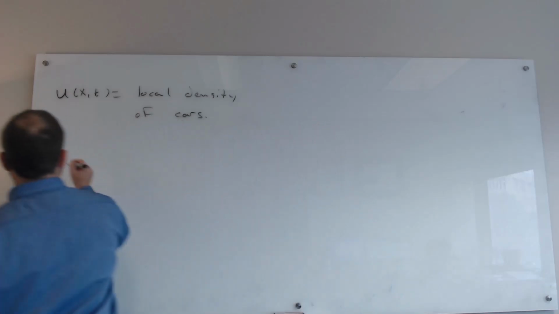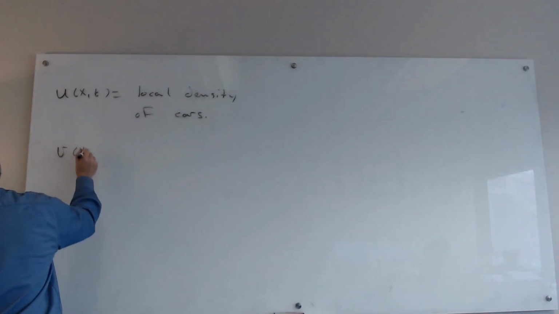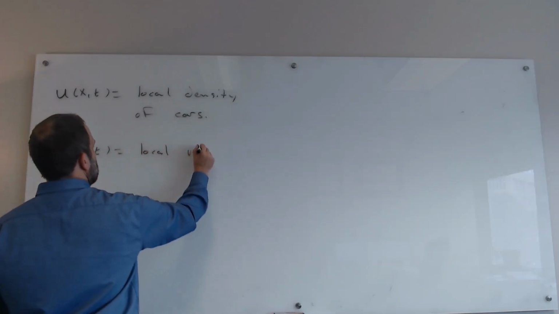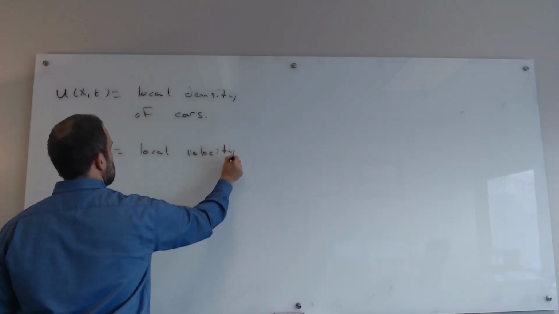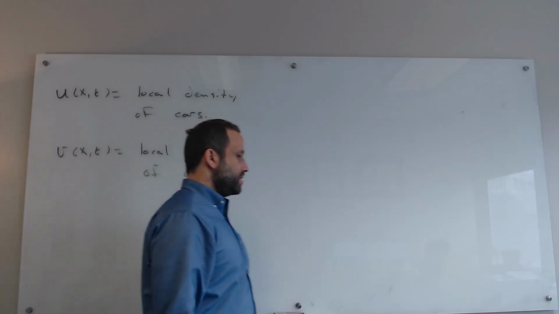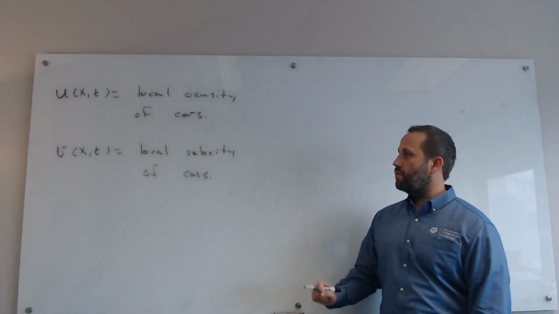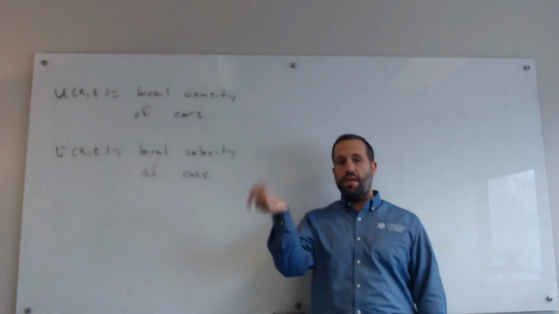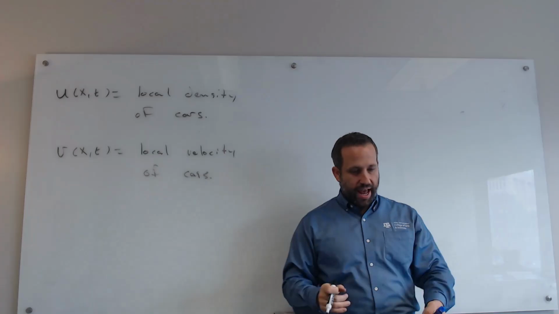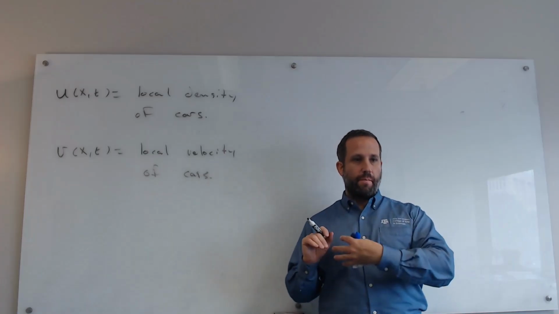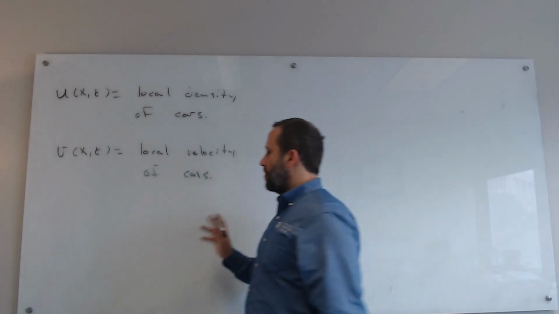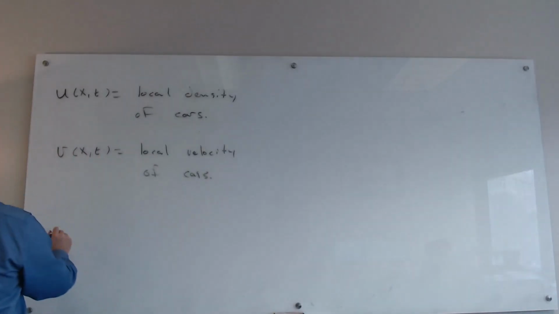And then v(x,t) is equal to the local velocity of the cars. Okay, so u(x,t) is equal to the local density of the cars, and v(x,t) is equal to the local velocity of the cars. Now, what that means is that if I look at position x at time t, it means the cars that are going past me are going that speed. With this, we get the following equation.